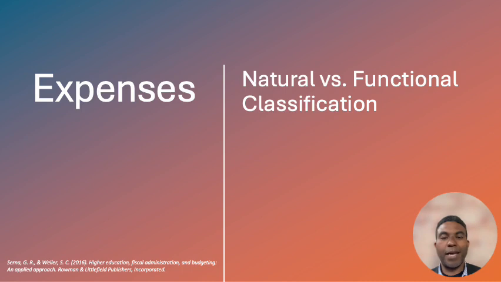When you're talking about natural classification, we're talking about the purpose of the funding or the expense, things like instruction, student services. If we're talking about the activity supported, that's functional classification. Examples of that are utilities and compensation.